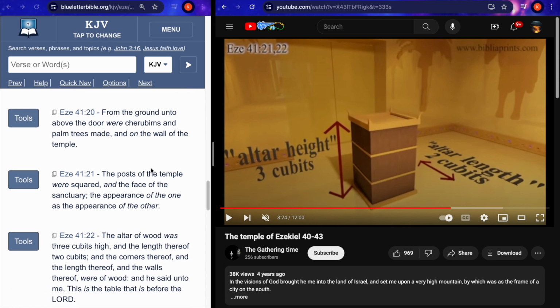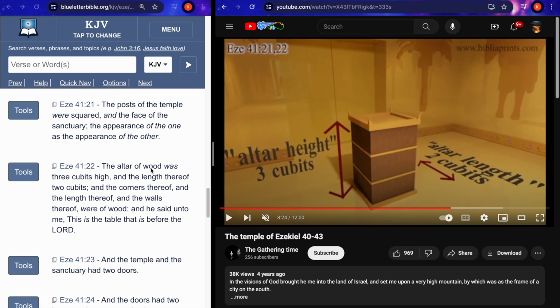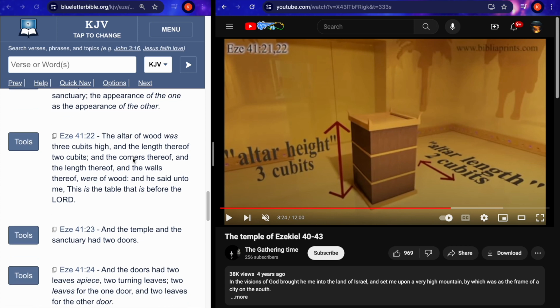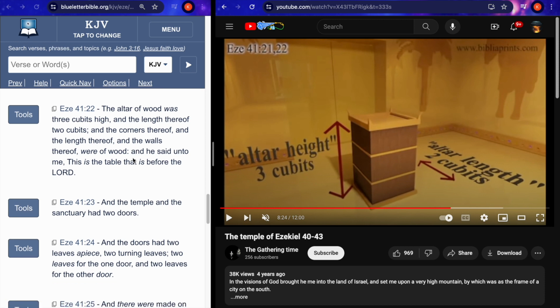Verse 21, the posts of the temple were squared, and the face of the sanctuary, the appearance of the one as the appearance of the other. The altar of wood was 3 cubits high, and the length thereof 2 cubits, and the corners thereof, and the length thereof, and the walls thereof were of wood. And he said unto me, this is the table that is before the Lord Yahweh. So you can see the measurements there. And notice that these altars all have that horn-like structure on their corners. That's also mentioned when you read about the different sacrifices, because some required you to dip blood on the horns of the altar.